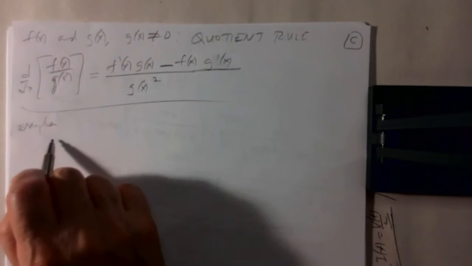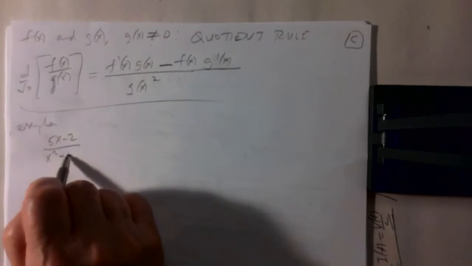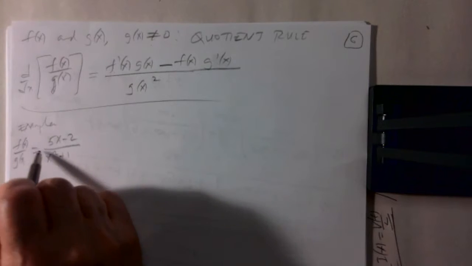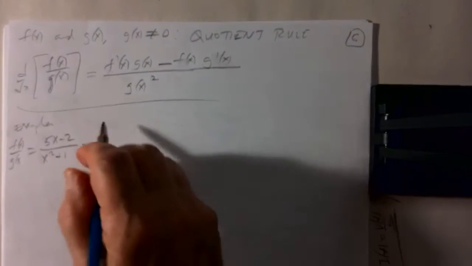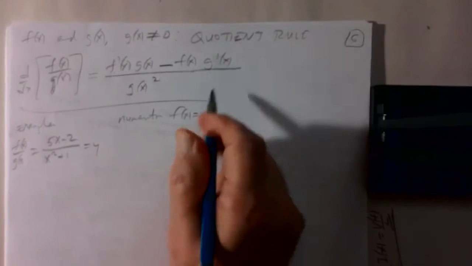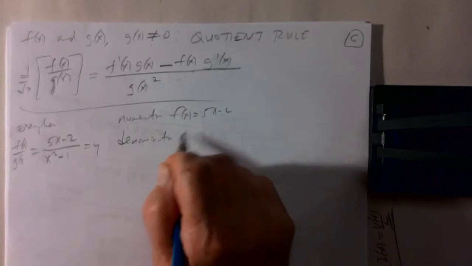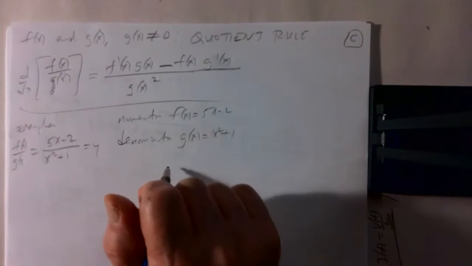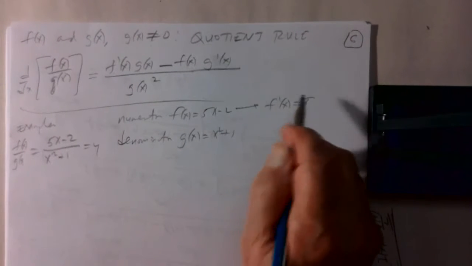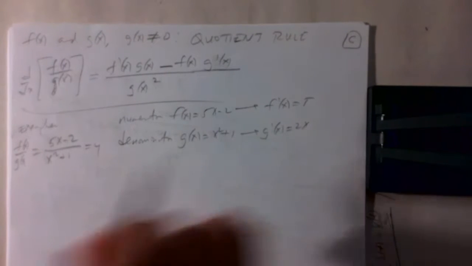Suppose we have the function 5x minus 2 divided by x squared plus 1. So this is of the form f of x over g of x. This is some function y. The numerator, f of x, is equal to 5x minus 2. The denominator, g of x, is x squared plus 1. If f is 5x minus 2, f prime of x is 5. If g is x squared plus 1, g prime of x is 2x.